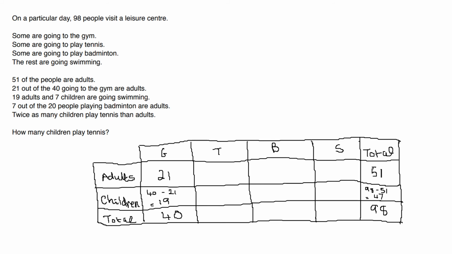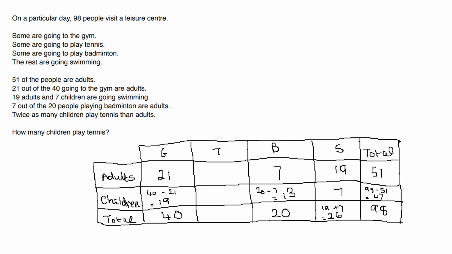19 adults and 7 children are going swimming. That's 19 and 7, so I can fill this box in. 19 add 7, so 26 people altogether are going swimming. 7 out of the 20 people playing badminton are adults. So we've got 7 adults are playing badminton. That means then that 13 children are playing badminton.